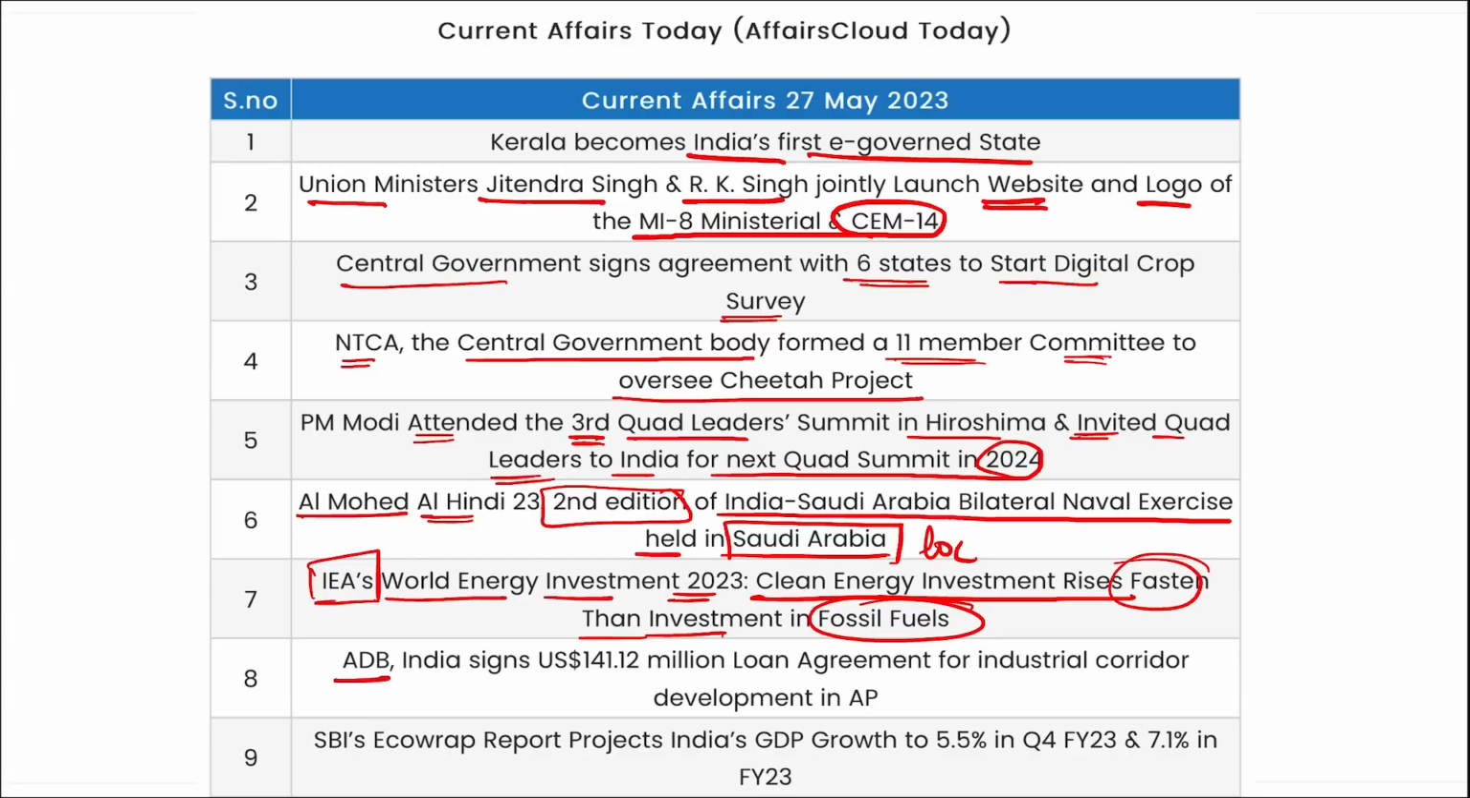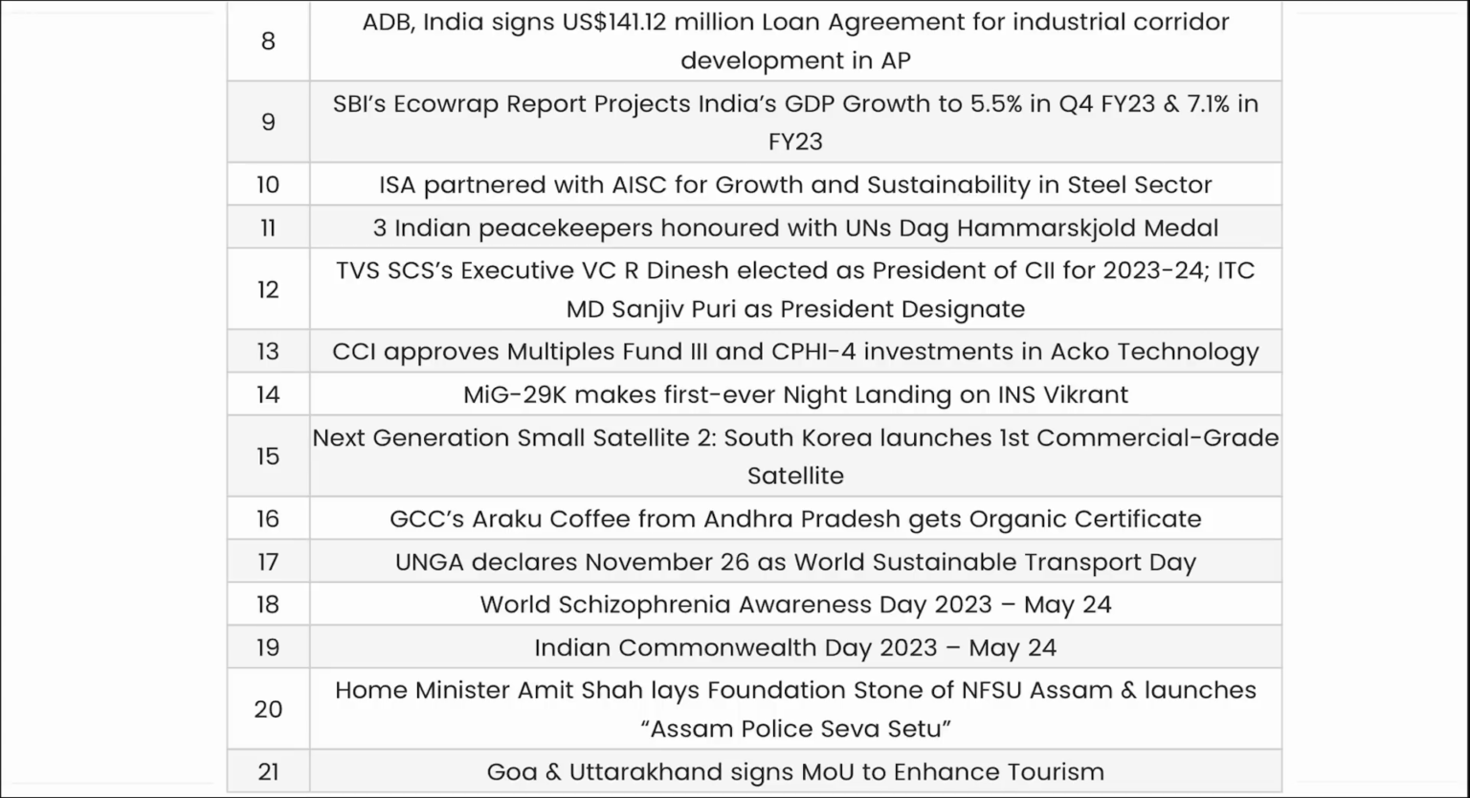Then the Asian Development Bank and India signed a $141.12 million loan agreement for industrial corridor development in Andhra Pradesh. SBI's Ecowrap report projected India's GDP growth rate at 5.5% in the fourth quarter and 7.1% for fiscal year 23. Next, ISA International, this is not the Indian Steel Association, partnered with AISC for growth and sustainability in the steel sector. 3 Indian peacekeepers were honored with the United Nations Dag Hammarskjöld Medal.